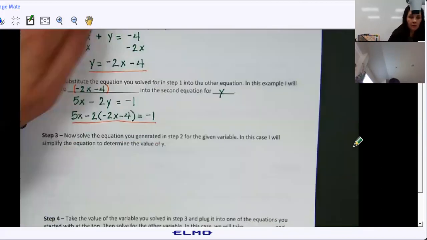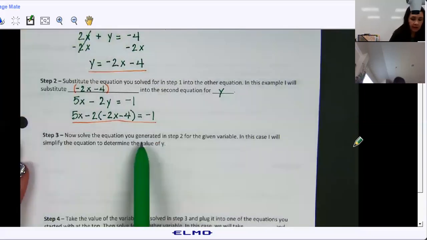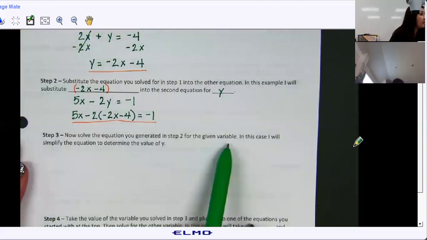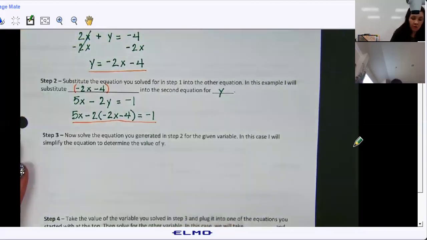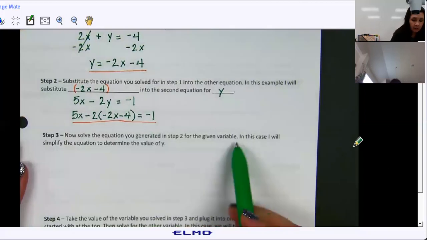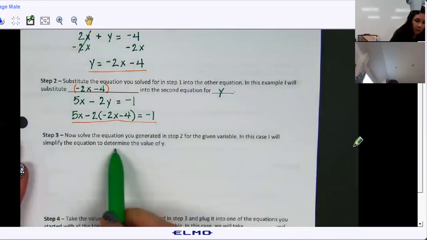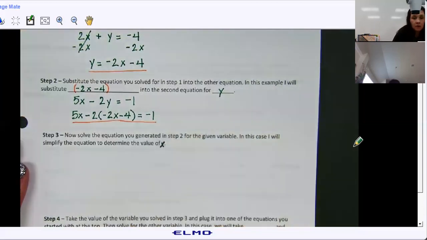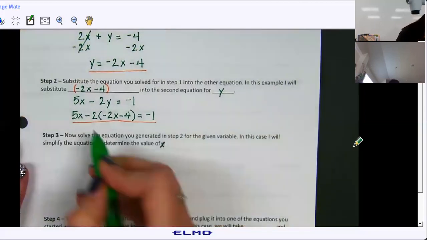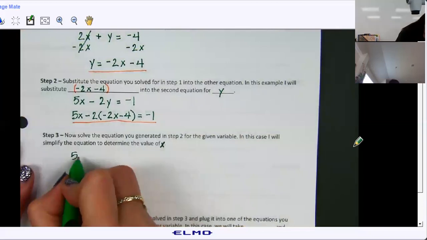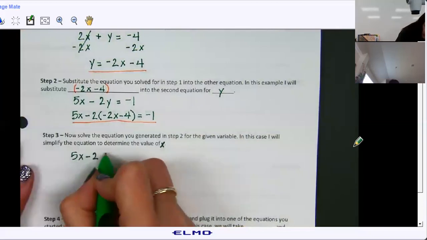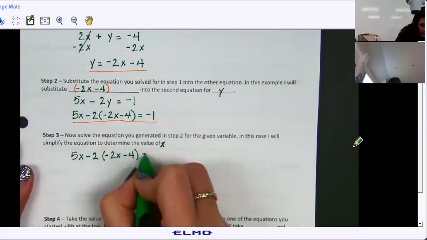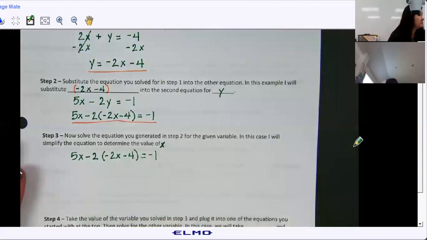Now solve the equation you generated in step two. We're going to solve this equation right here for the given variable. The given variable is x because it's the only variable left in our equation. In this case, I will simplify the equation to determine the value of x. Okay. So I am going to rewrite this equation.